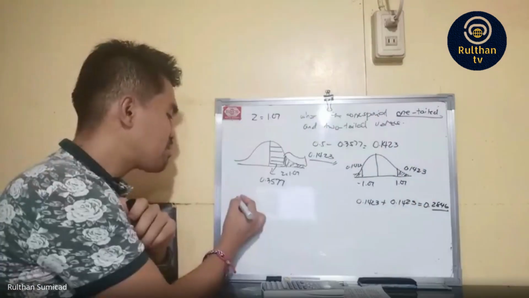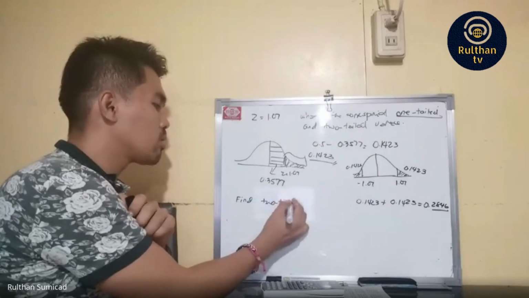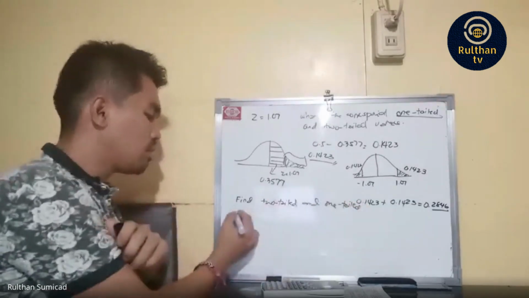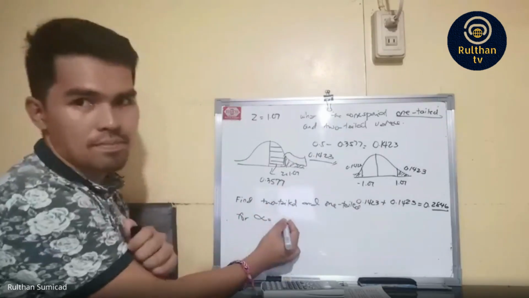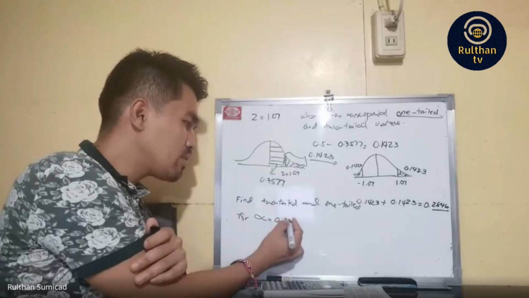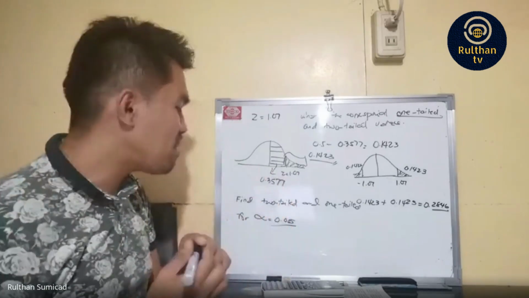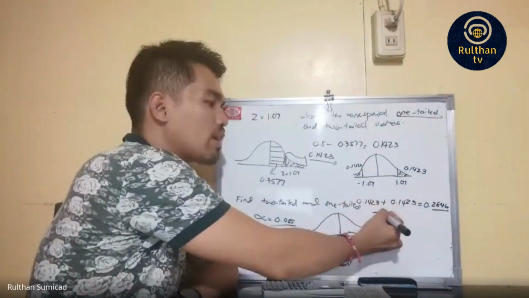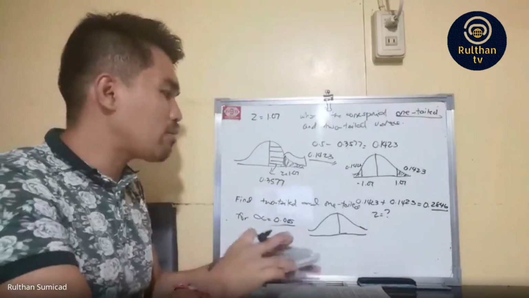Let's find the two-tailed and one-tailed values for alpha. For example, the alpha is 0.005. Example, this is our alpha. What is the z-score now if this is our alpha? We're looking for the z-score, okay? Our alpha is 0.005. Let's start with one tail.